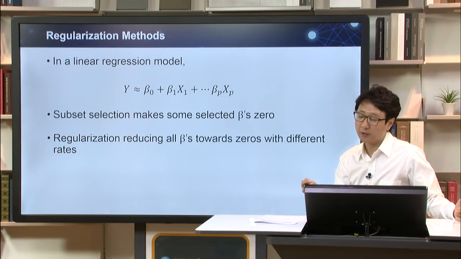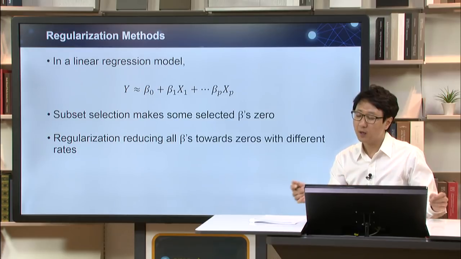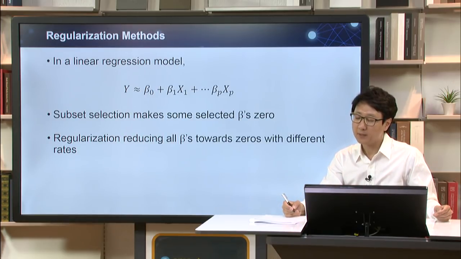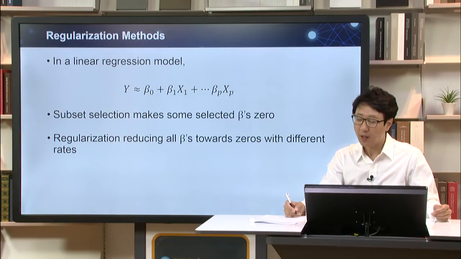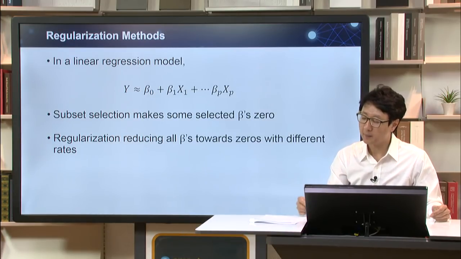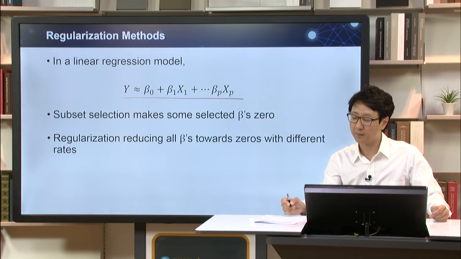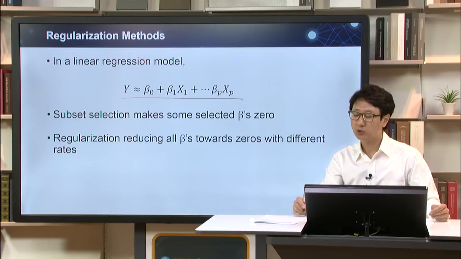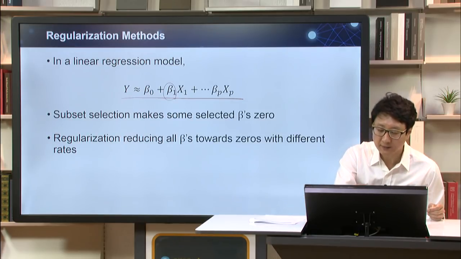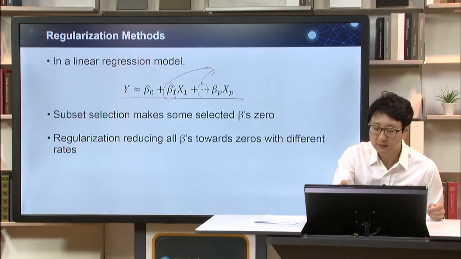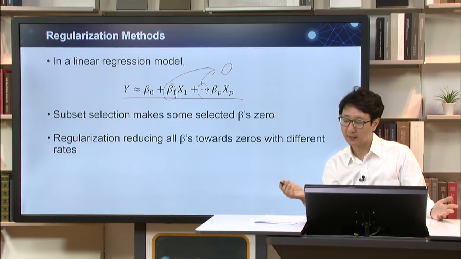So the previous variable selection method, even though it can be applied to any machine learning method, here for simplicity, let's focus on the linear model. In the linear model, there are p input variables, and y is modeled in this form. Here, the subset selection actually makes some selected betas to be 0. This is what the subset selection does.